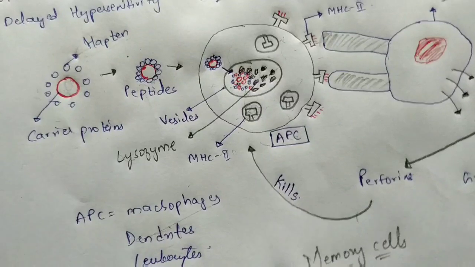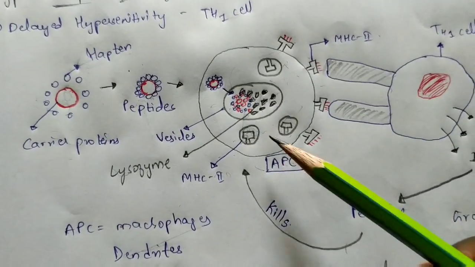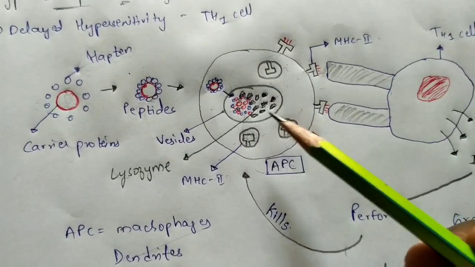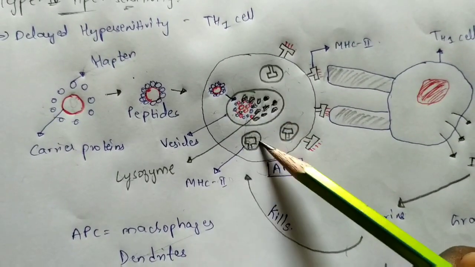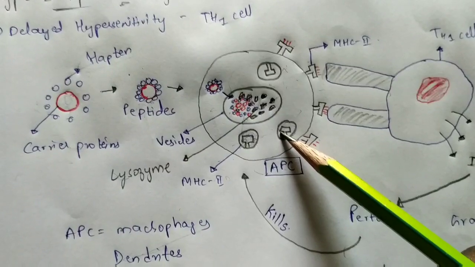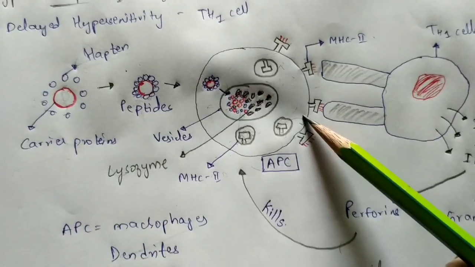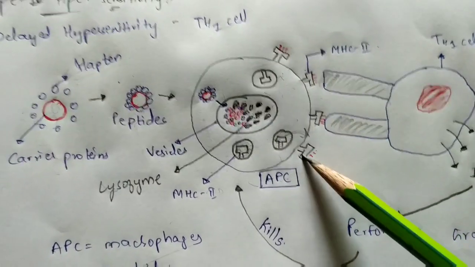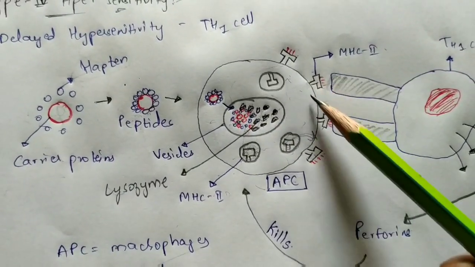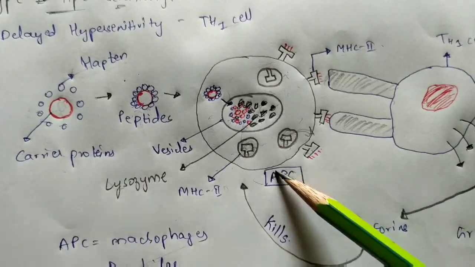So when this attracts all of these fragments which have been released from this vesicle, this total vesicle along with the class 2 molecule will be exposed towards the membrane. If you see here in the diagram, it will be exposed towards the surface of the antigen presenting cell. That's nothing but the macrophage.